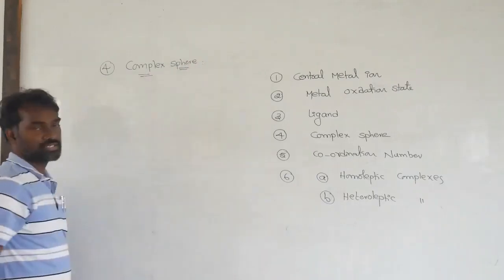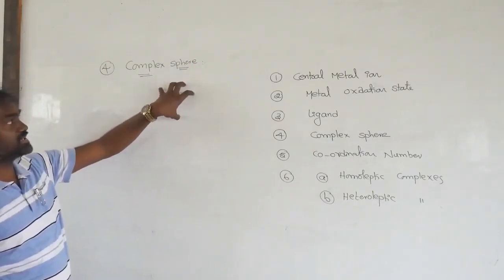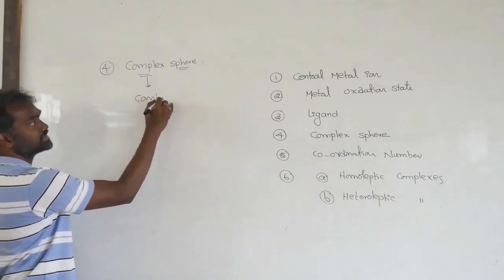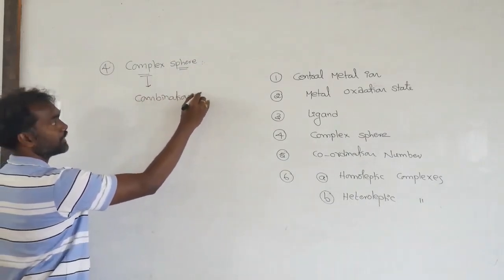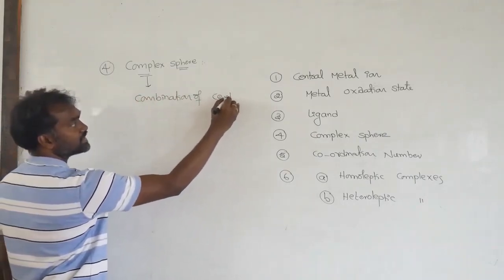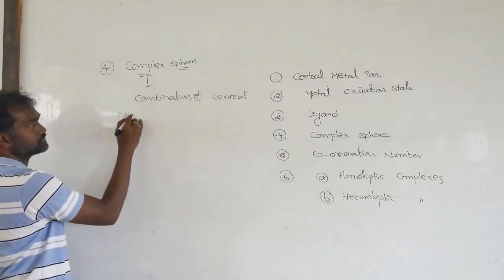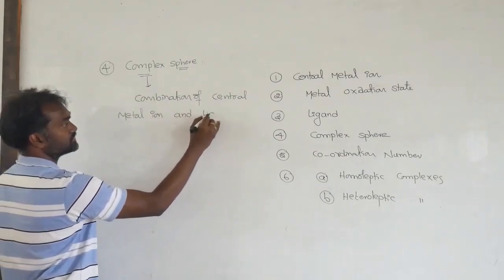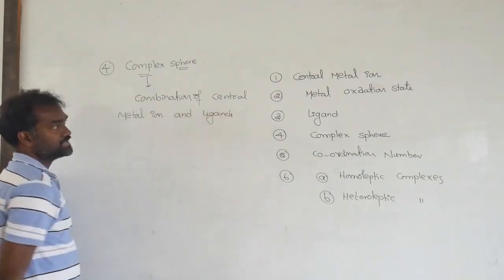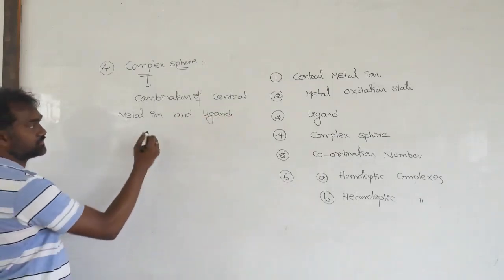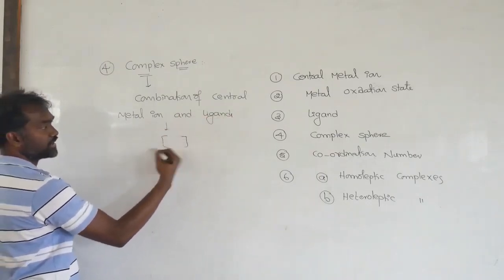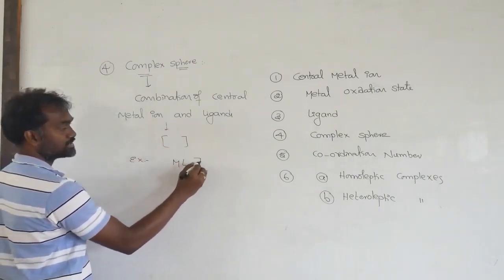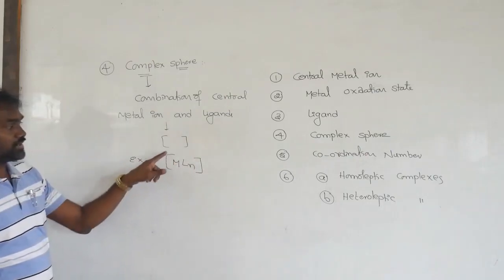See, it is the combination of central metal ion with ligands. So complex sphere is a combination of central metal ion and ligands. These are indicated with square brackets. In what way can you write? So metal, with some ligands, surrounded in a complex sphere.